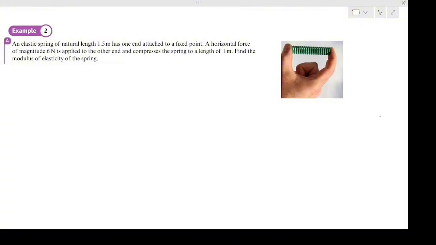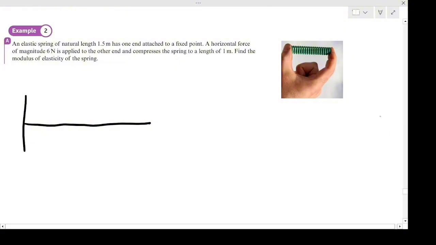In this example, it's going to be a bit different to the other ones because it's not going to be hanging down from the ceiling. That's not what's going on. Instead, it's going to be horizontal instead of vertical. So it's going to look like this instead. The reason I know this is because it mentions a horizontal force, so that's right and left rather than up and down.